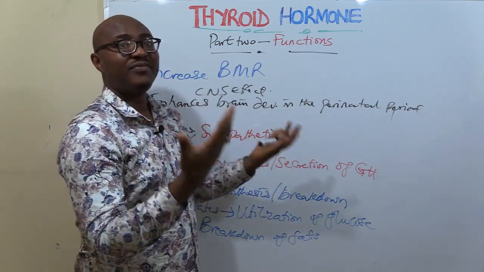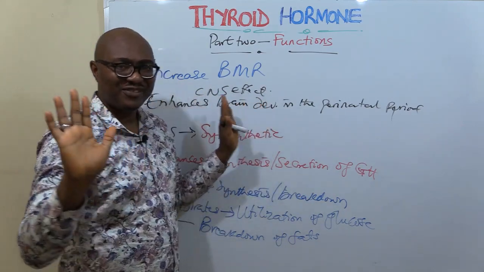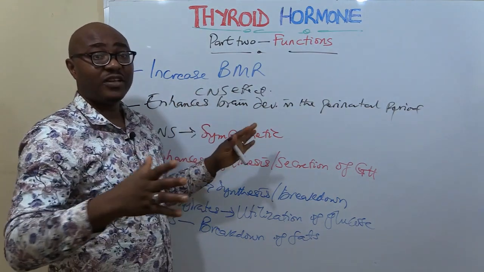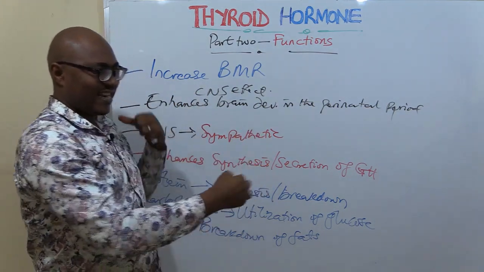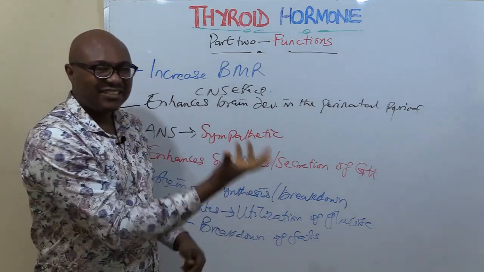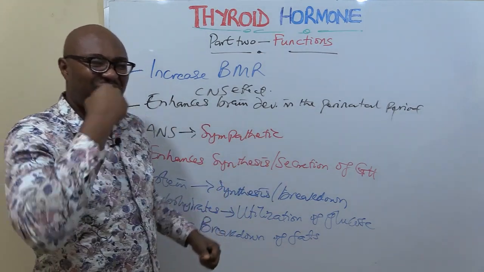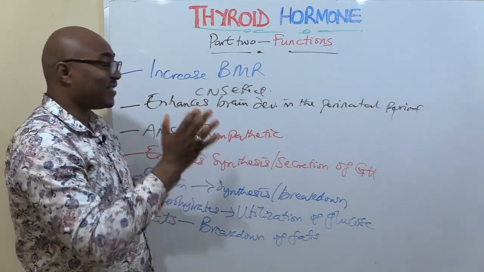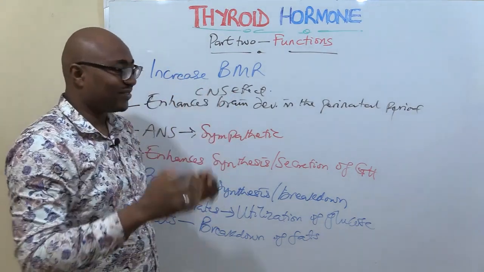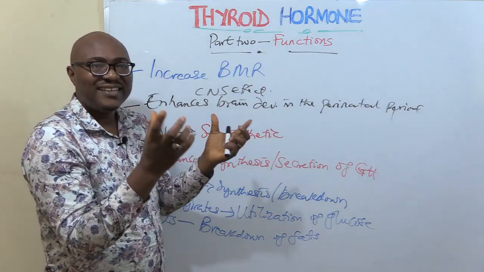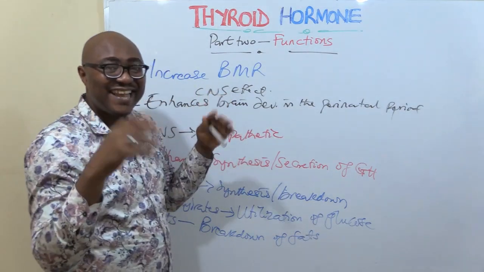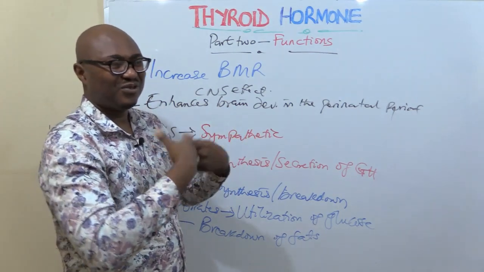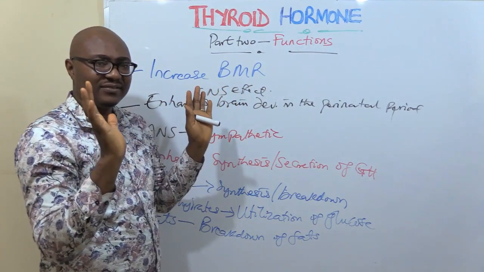Ventilation, pulmonary ventilation and oxygen consumption. Okay? Then when you now enter the cardiovascular system, it enhances heart rate, increases heart rate and force of contraction. So you see everything about it, it's very easy to understand everything about it. And when you talk about the blood now, it enhances erythropoiesis, that's the process of production of red blood cells.